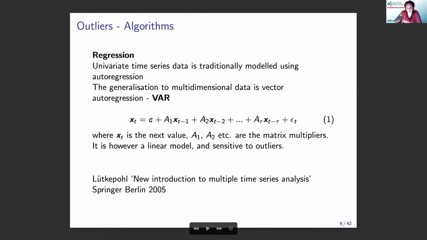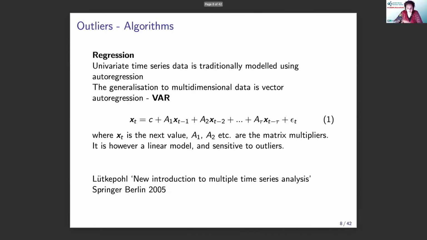So we have a constant plus the matrix of values multiplied by the vector of previous values, plus another matrix. So these are the matrix multipliers, just like the multipliers in unidimensional regression, plus an error term. And the error term would be what defined the outlier. So the larger the error term, the bigger the difference between the actual and the predicted value. And this is what we use to generate an outlier score.